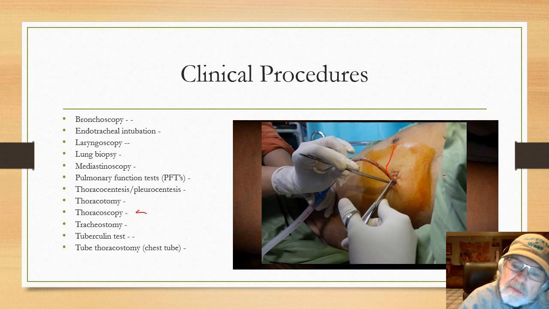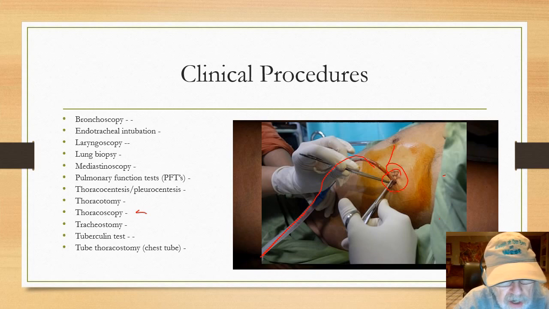Once they get it in there, they put some sutures around the outside just to hold it, and then they attach that tube to a suction that sucks out air, or sometimes they also have a tube in there to suck out blood. There's a lot of blood inside the chest. Okay, and that's just called tube thoracostomy or chest tube.